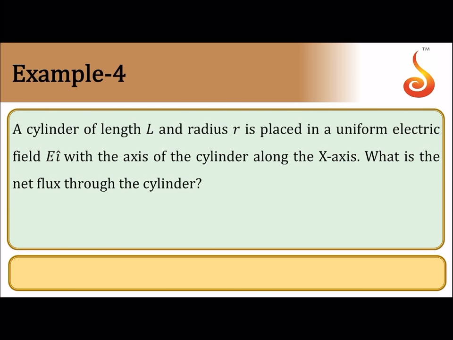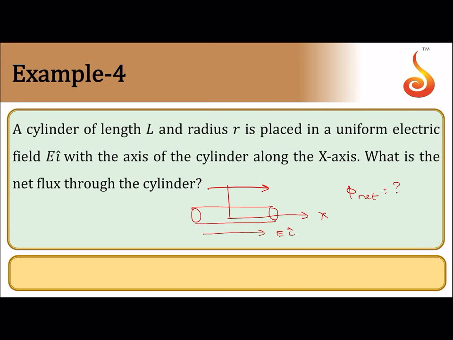Last example, we'll do this and we will stop. A cylinder of length L and radius R is placed in a uniform electric field E i cap with the axis of the cylinder along the x-axis. So this is your x-axis. You have a cylinder placed along the x-axis and you have electric field which is uniform, E i cap. What is the net flux through the cylinder? Phi net equals how much?